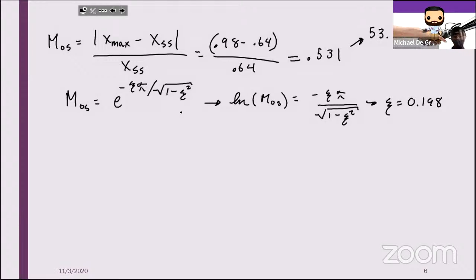Is this damped, underdamped, or critically damped, and why? Is this underdamped because it's between 0 and 1? Yes, 100%. It's underdamped because it's between 0 and 1. Sorry, no. Remember, 1 is the critical damping number, right? So anything under 1 is underdamped, and anything over 1 is overdamped, right? That's where the names come from.